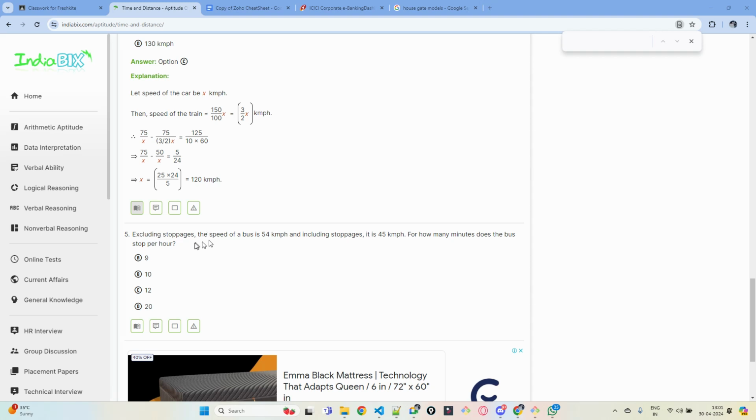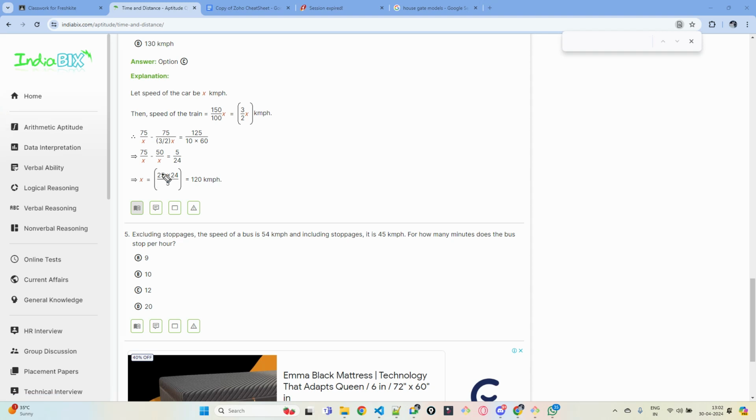Okay, the next problem is like one bus is traveling at the speed of 54 kilometer per hour. Okay, but without stop, right? But including stopping, the speed is, because if it stops there, the speed reduces, right? So the speed is 45 kilometer per hour. Okay, so they are asking how many minutes does the bus stop per hour. What is the time spent in stopping? They are asking.